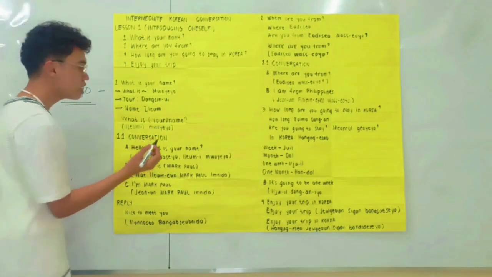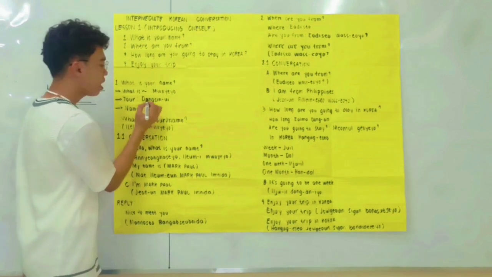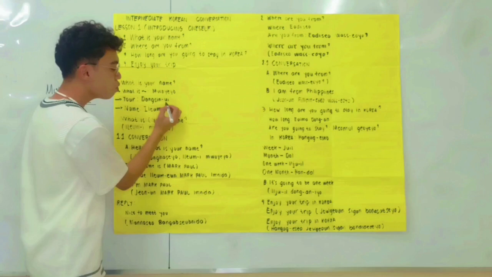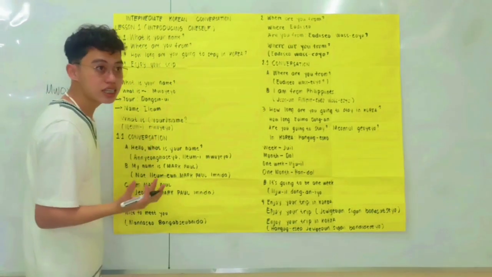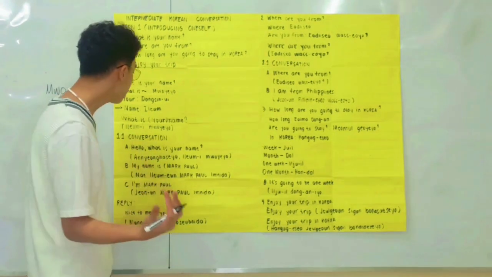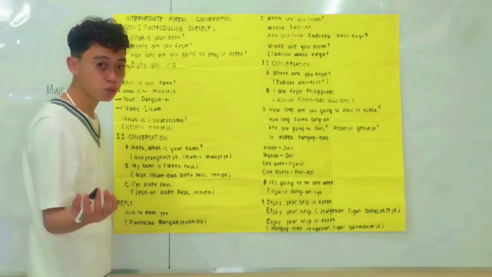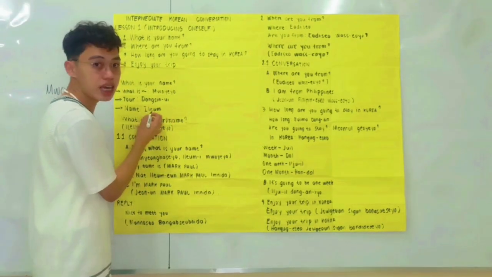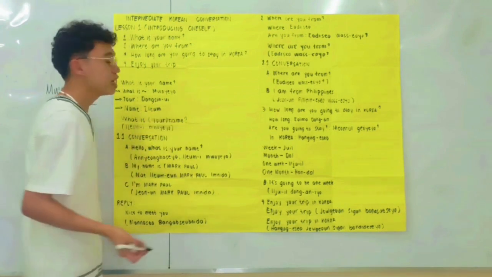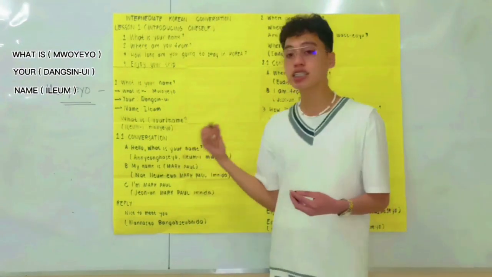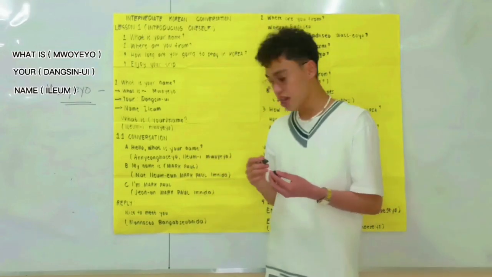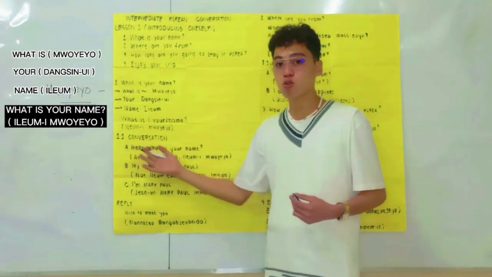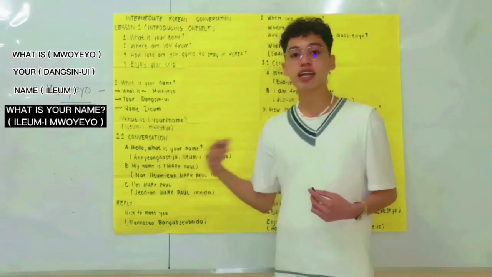The spelling of 당신의 is D-A-N, G as in goat, S-I-N-U-I. And last is name. When you ask what is your name, you have to mention the name. Name is Irum. The spelling of name, Irum, in Korean is I-R, E as in eagle, U-M. So again, let's combine the words: what is, your, and name. What is your name is Irumi Boyeo. Again, Irumi Boyeo.